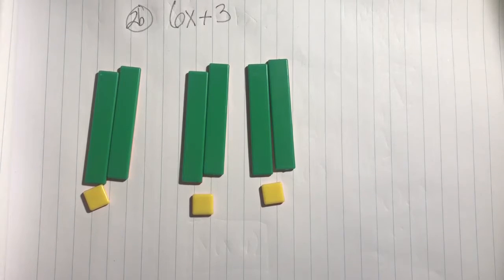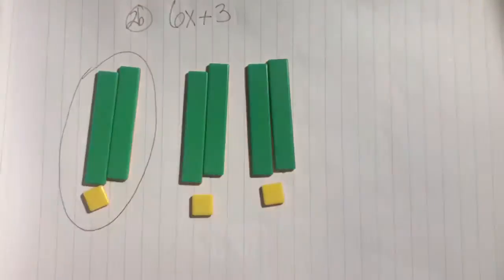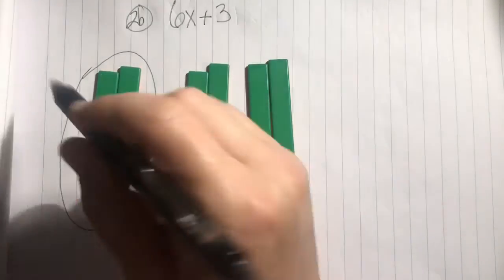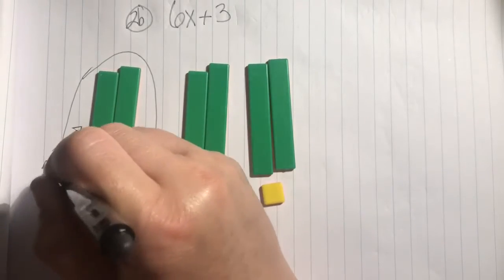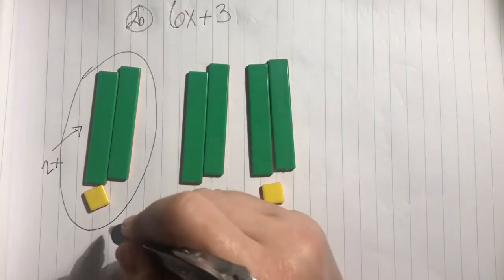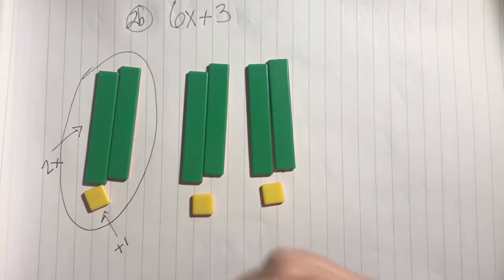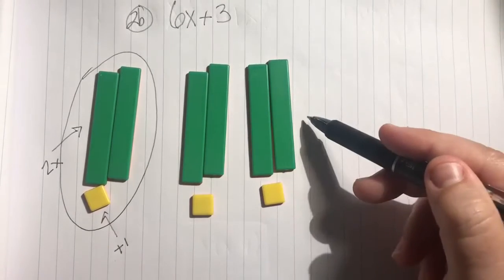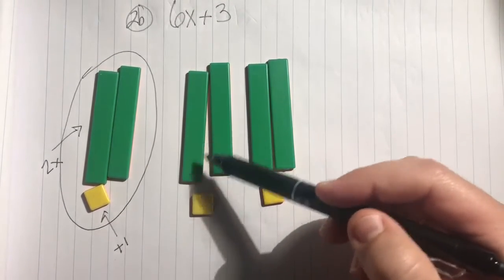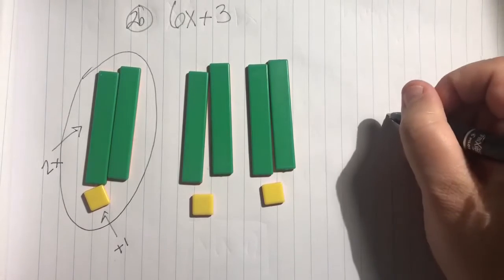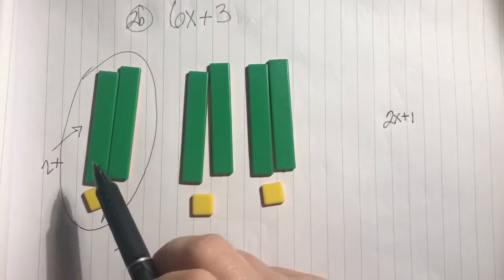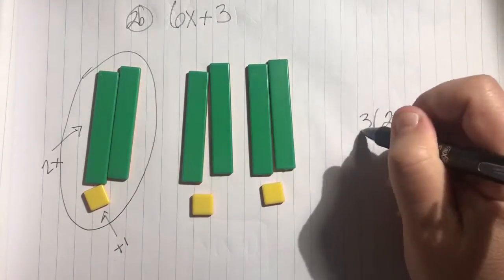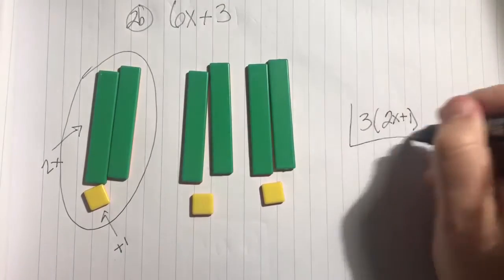So notice I have just factored it. Now this piece is 2 x's, right? These 2 are 2 x's right here. And this is a positive 1. So each one of these is 2 x's and a positive 1. So I have 2x plus 1, 3 times. And I'm done.